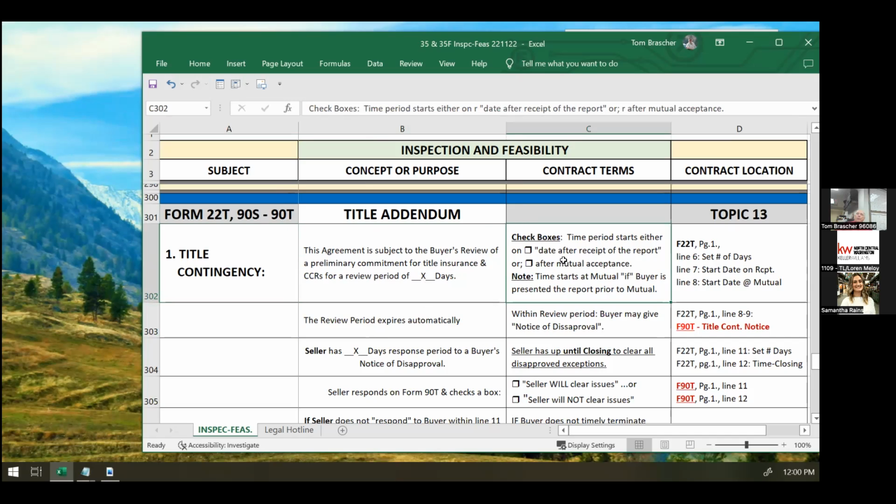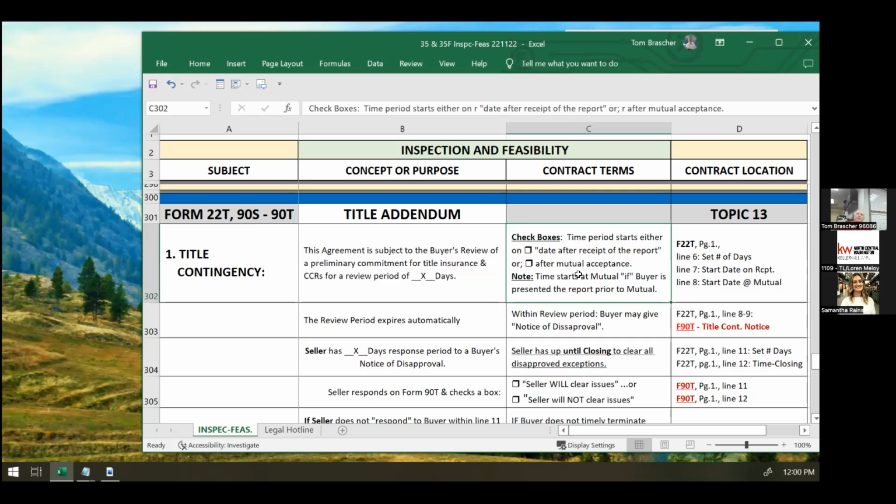If the box is checked for date after receipt of the report, and it's 5 days, if that's what's in there, then once you have documentation of transmitting it to the buyer, you start your 5-day count. If this box is checked, it's after mutual acceptance, and depending on the title company, you don't know if they'll get it done in 5 days or not, or whatever those days are. So you have to be careful on which box is checked and how many days are in there. There's another note. A lot of listing brokers put preliminary title reports in associated documents.